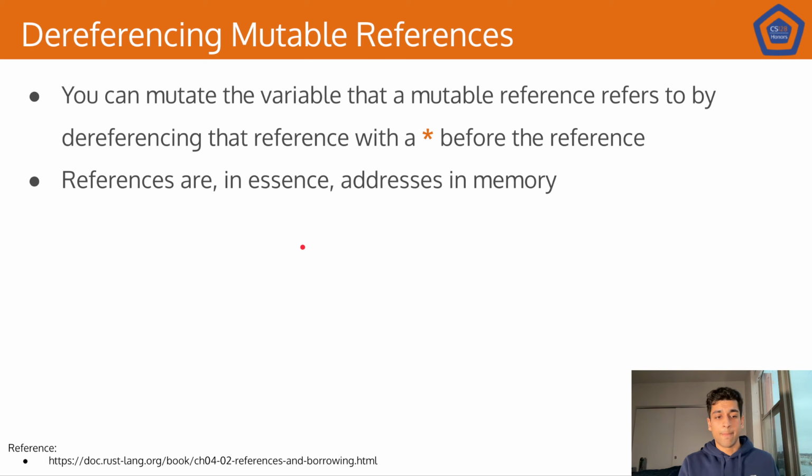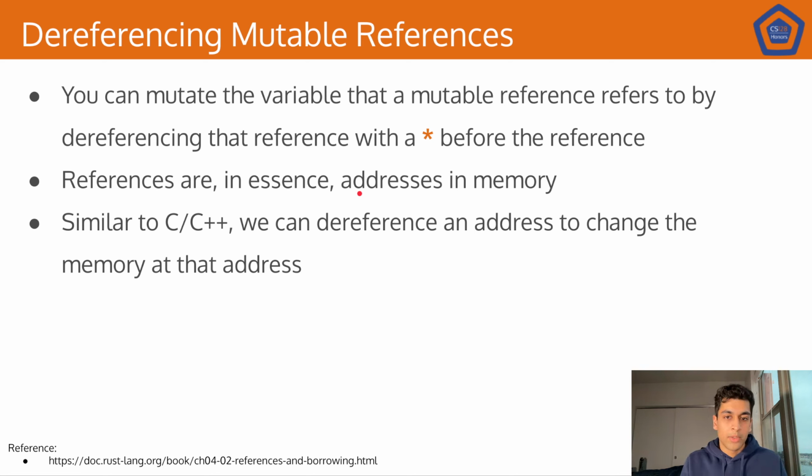I want to point out references are really just addresses in memory. They're places in your RAM where you have some piece of data and you're just saying, I want to refer to that. Similar to C++, you can dereference that reference, that address, to change the data or the memory at that address. So if you're comfortable with pointers, you should be comfortable with mutable references, as they act pretty much the same way.